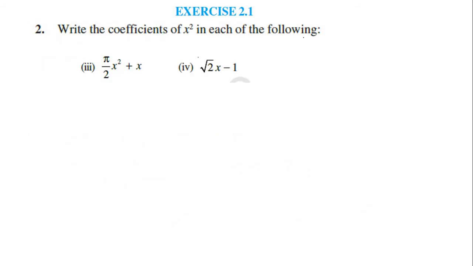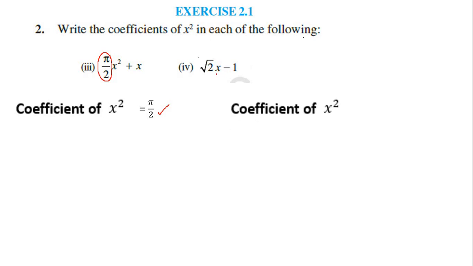Let's check two more parts from the same question. Here also you need to find the coefficient of x square. The coefficient of x square is the multiple of x square. So what is this? It is pi by 2. You can observe this is pi by 2, so this is the coefficient of x square here.